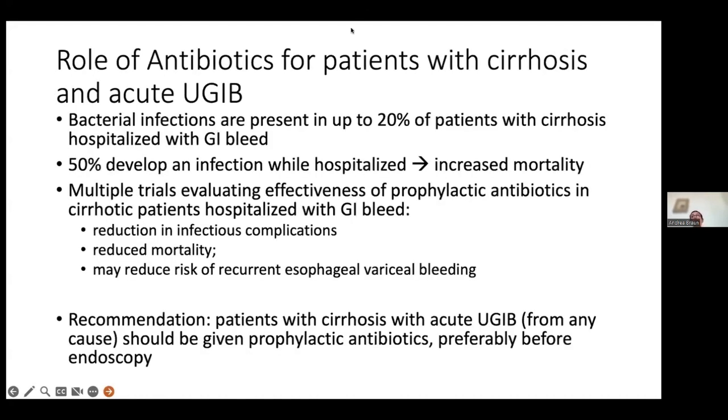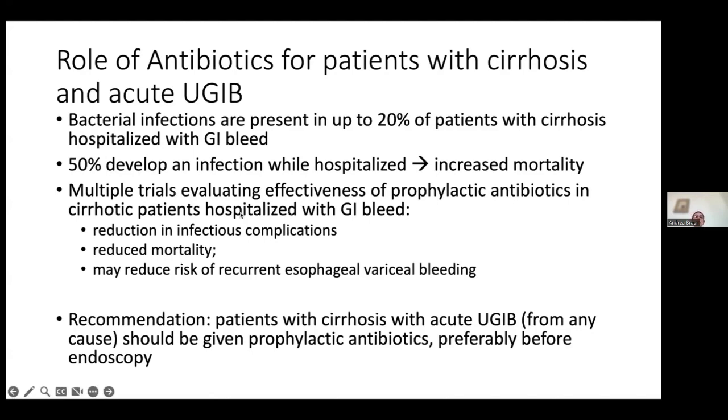So someone already asked about the role of antibiotics in patients with cirrhosis and acute GI bleed. So just a little bit more data, in addition to what I already mentioned. Bacterial infections are present in up to 20% of patients with cirrhosis that are hospitalized with a GI bleed. That means they're present at presentation when the patient comes in with a GI bleed. And then half of the patients that come in with a GI bleed with cirrhosis develop an infection while hospitalized. And that increases the mortality.